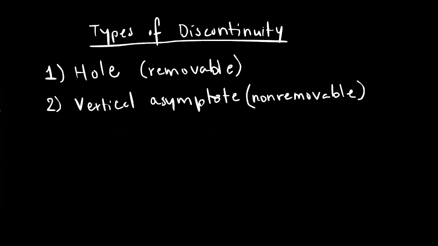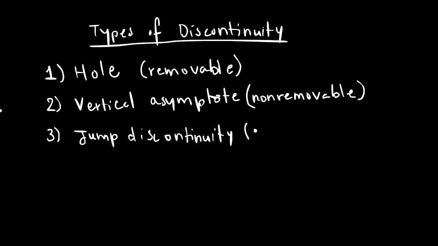This isn't something that should be super complex to understand. And now the third type of discontinuity, one that we see frequently with piecewise functions, is a jump discontinuity. A jump discontinuity is another type of non-removable discontinuity.